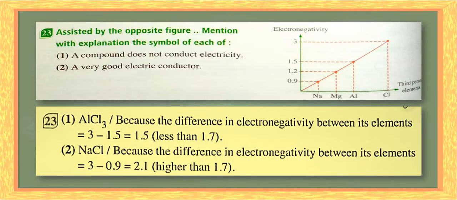So the first one is AlCl3, because the difference in electronegativity between its elements, 3 minus 1.5, gives 1.5. It is less than 1.7, so it is not an ionic compound; it is a covalent compound. Also, as I said, the easy one is NaCl, because the difference in electronegativity between its elements, 3 minus 0.9, gives 2.1, which is greater than 1.7, so it is an ionic compound.